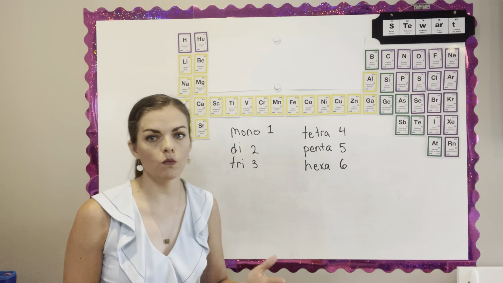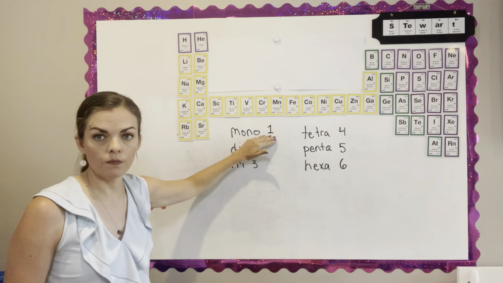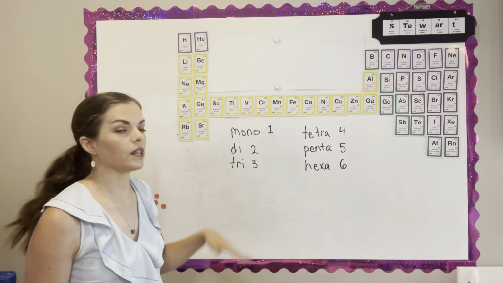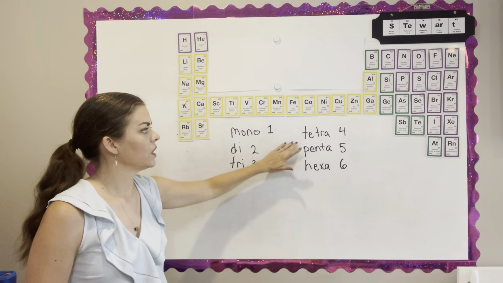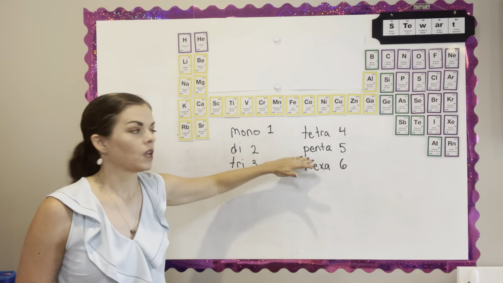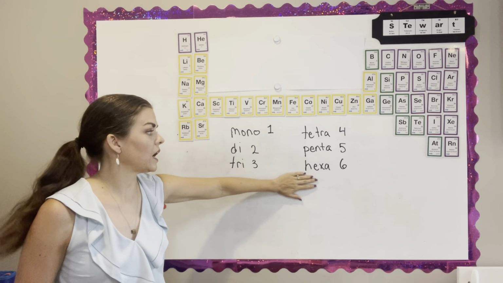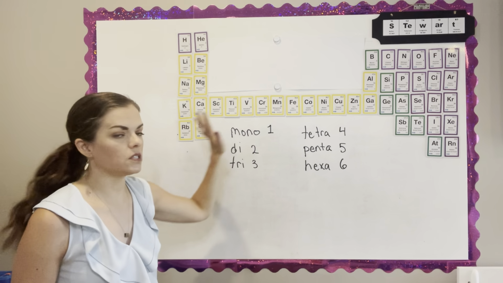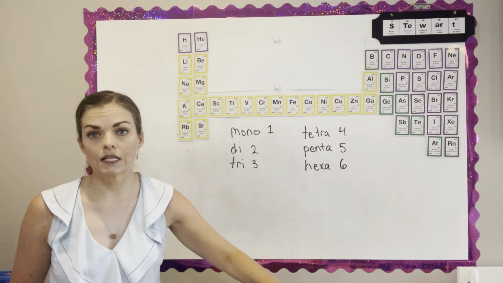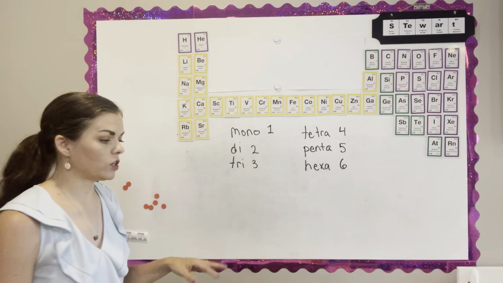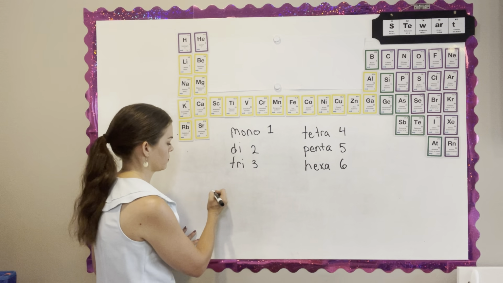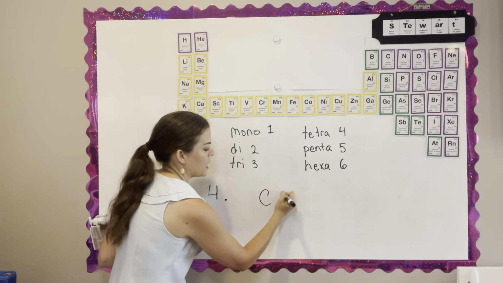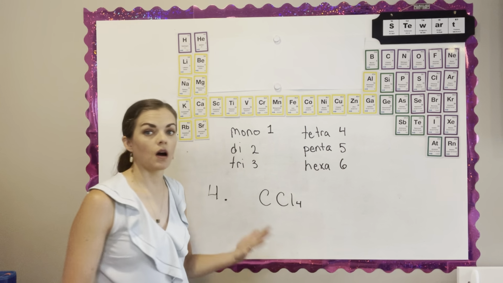So the prefixes that we use are mono for 1, di for 2, a dice is 2 sets, tri like a triangle is 3, tetra means 4, we're going to use penta for 5, hexa for 6. There are many more, but this is as far as we're going to take it for this class. So comprehension check question number 4 asks you to name this compound.